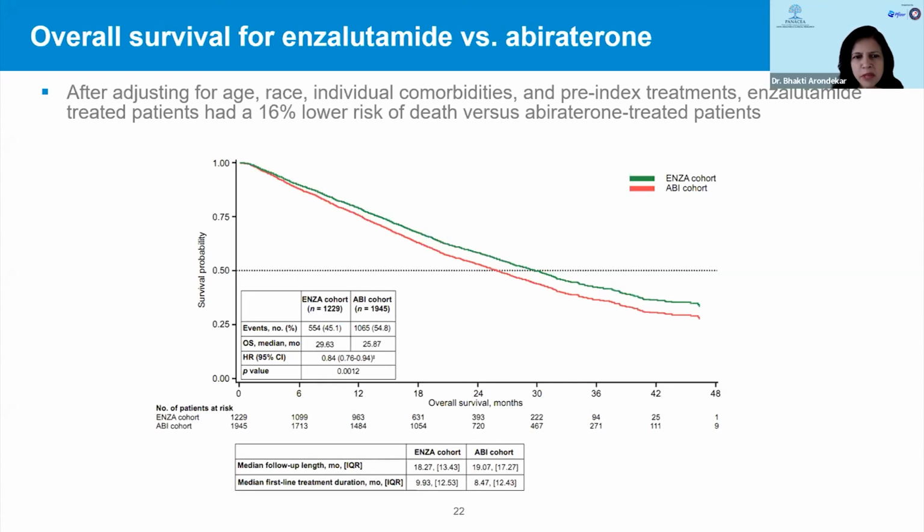There wasn't any major difference in the duration of follow-up. So in this retrospective analysis, patients on enzalutamide were followed up for 18.2 months, abiraterone patients for 19 months, so very similar here. And their time for first treatment duration was also very similar. But this is the key result. So this is an example of how you can take a large database and do comparative effectiveness, comparing one product to another, and look at outcomes such as overall survival.